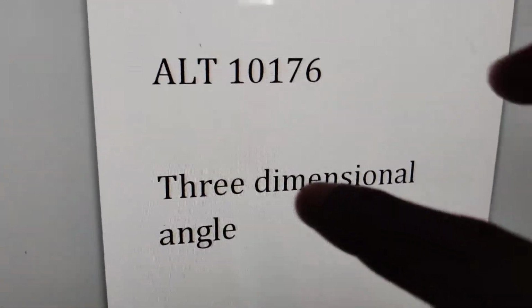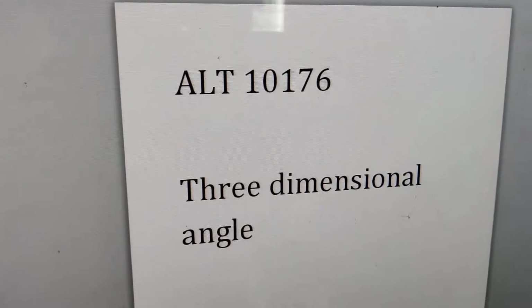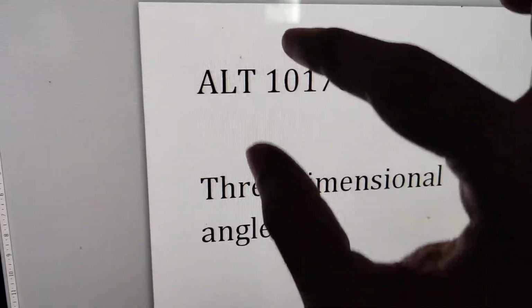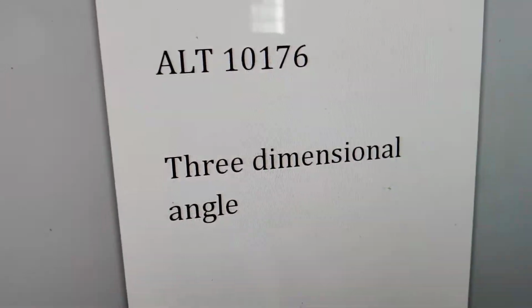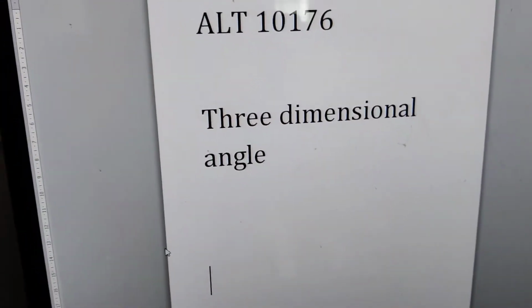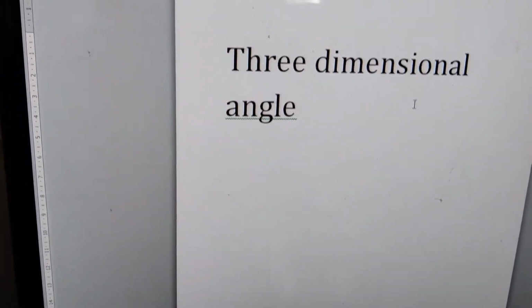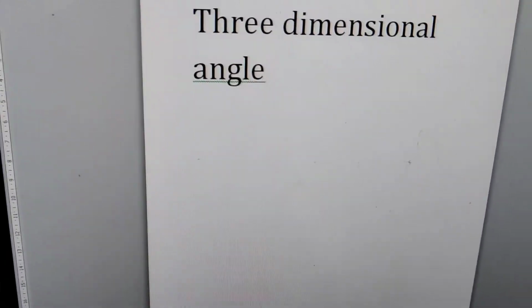Suppose you want to create a three-dimensional angle symbol on your Windows computer keyboard. You must open Microsoft Word or PowerPoint and use this shortcut key, that is Alt 10176, for creating this three-dimensional angle symbol. Okay, I'll show you how to create this three-dimensional angle symbol on your computer.